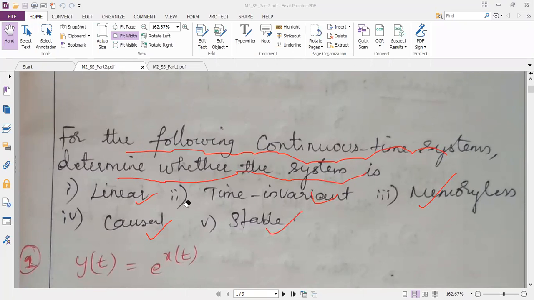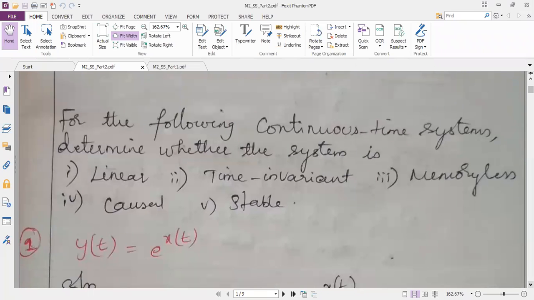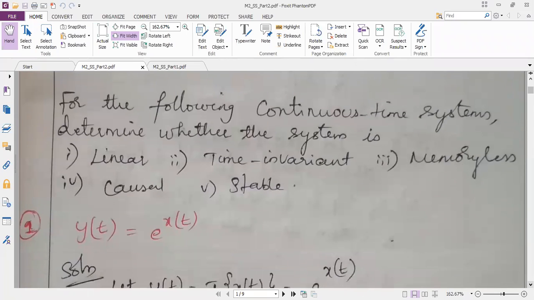So all these are the properties of the system. As I said earlier, after discussing the theory part of properties, we solve the problem. So we are solving now for the continuous time system. Similarly, the same thing we will be doing for the discrete time systems. I hope you have written the title: for the following continuous time systems, determine whether the system is linear, time invariant, memoryless, causal, stable. 100% you will get one question without fail in the exam.